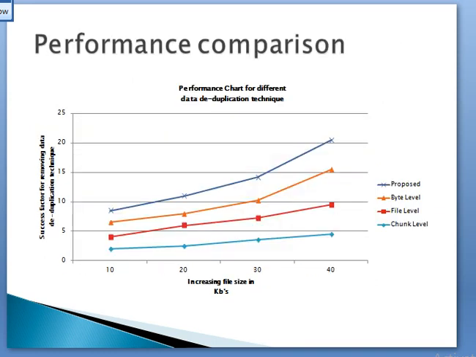This is the performance comparison. If we compare the performance of the chunk level, file level, byte level, and the proposed method, then the proposed method shows more performance. Here the x-axis shows the increased file size in pages and the success factor is on the y-axis.